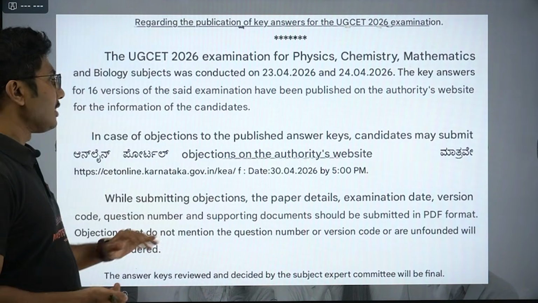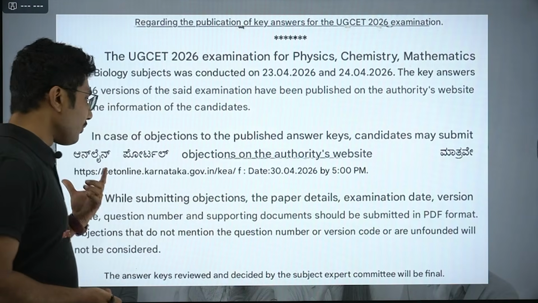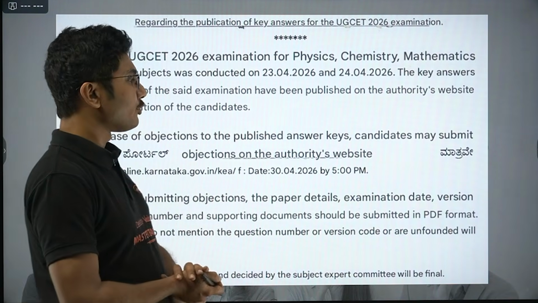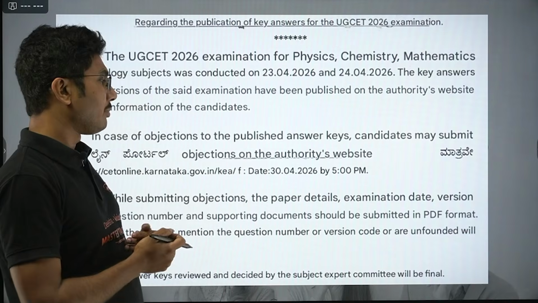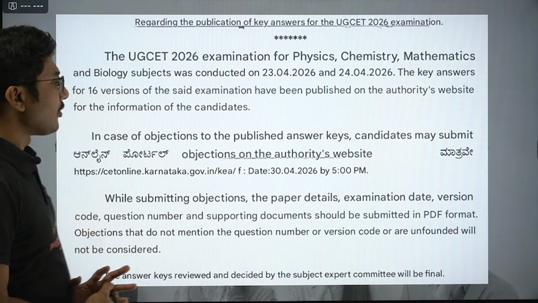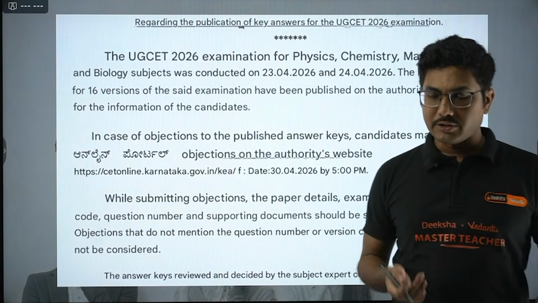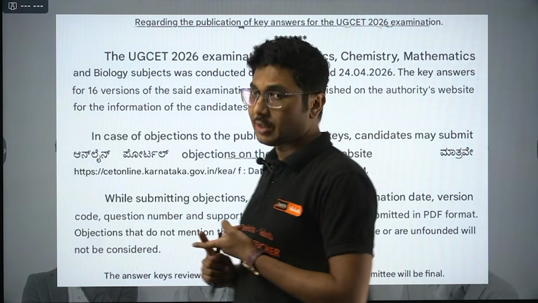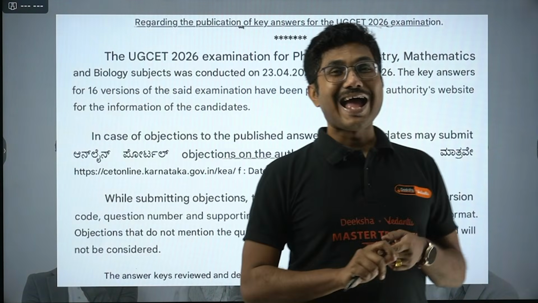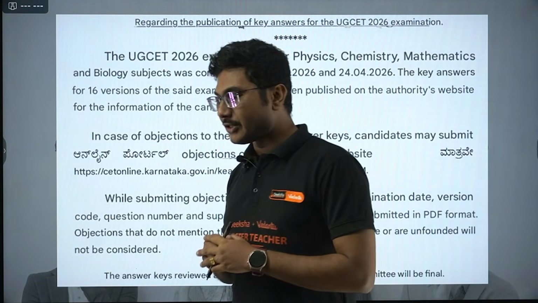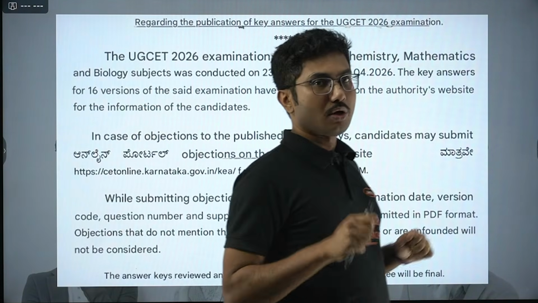While submitting the objections, the paper details, examination date, version code, question number, and supporting document should be submitted in PDF format. Objections that do not mention the question number or version code, or are unfounded, will not be considered. So if you just raise an objection, that will not be considered. You have to mention the subject code, the question number, the subject on which you are raising the objection, and the exam date. Everything has to be mentioned, and you have to submit the PDF supporting your doubt.